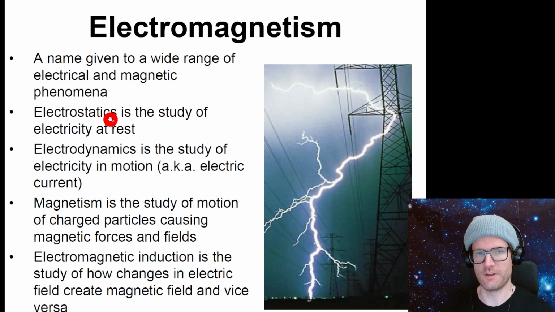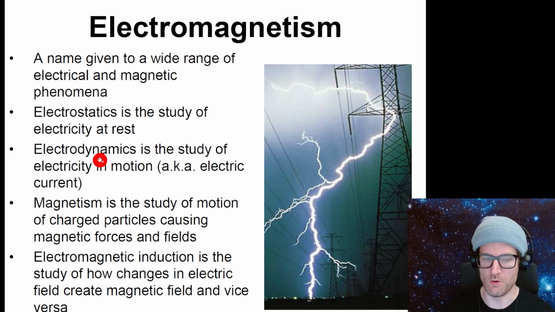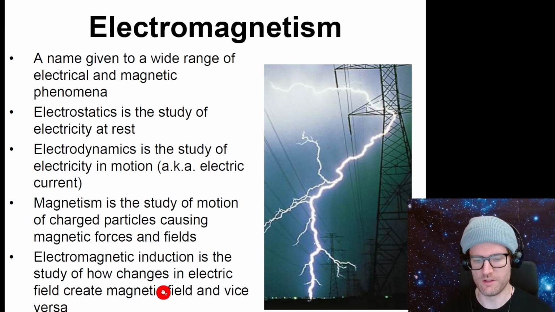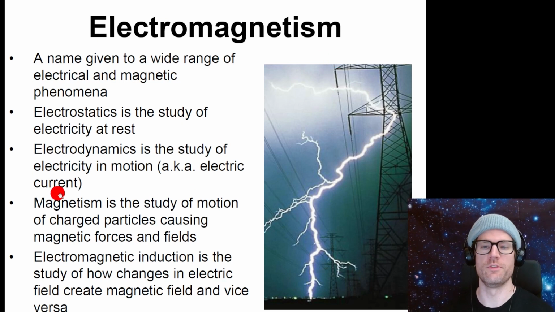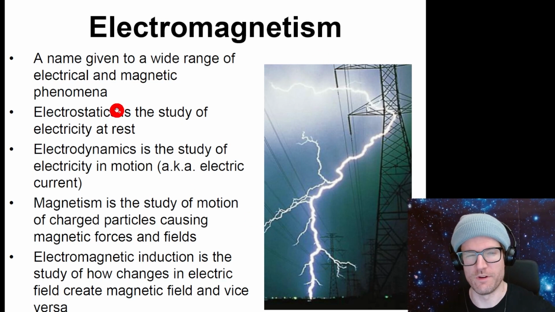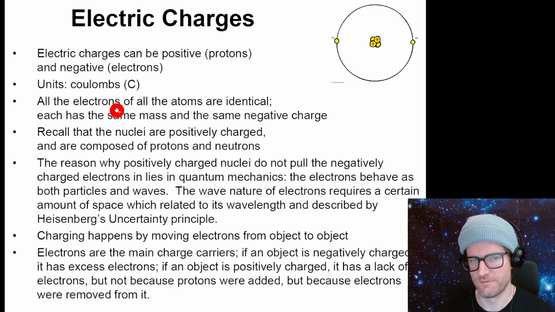Electrostatics is the study of electricity at rest. Electrodynamics is the study of electricity in motion. Magnetism is the study of motion of charged particles with magnetic forces and fields. And electromagnetic induction is the study of how changes in electric field create magnetic field and vice versa. Okay, so this is sort of an overview of electromagnetism. This is sort of everything we'll cover in the next two lectures.